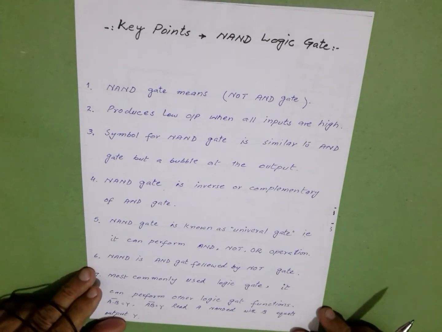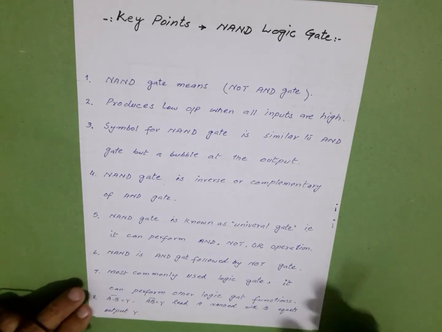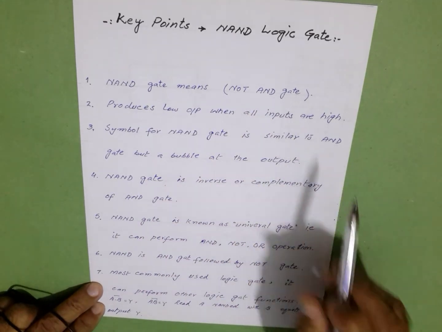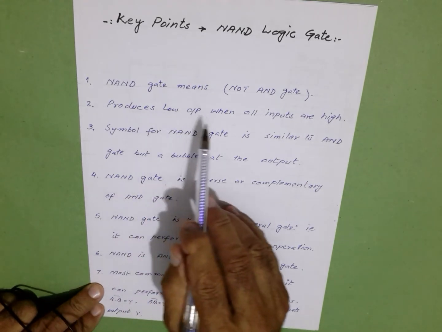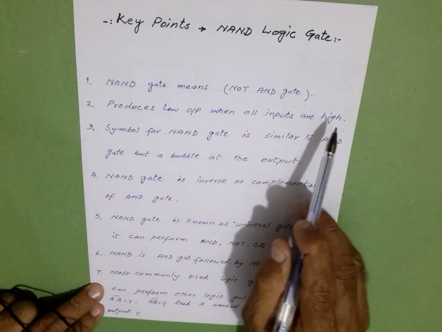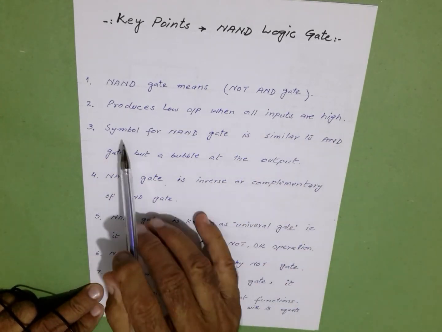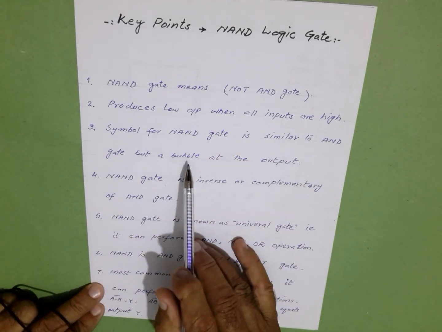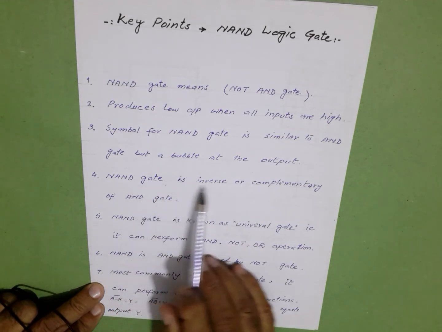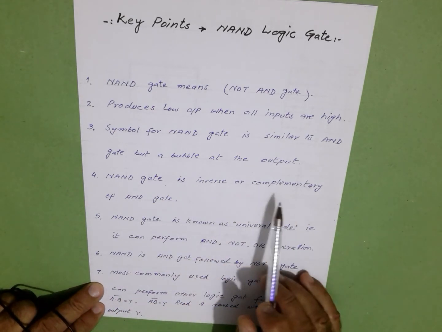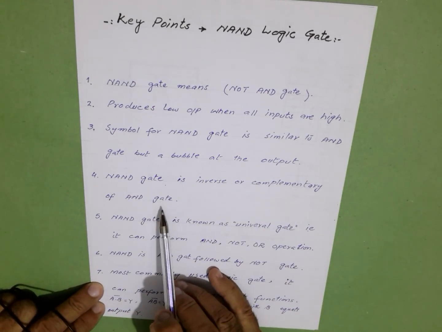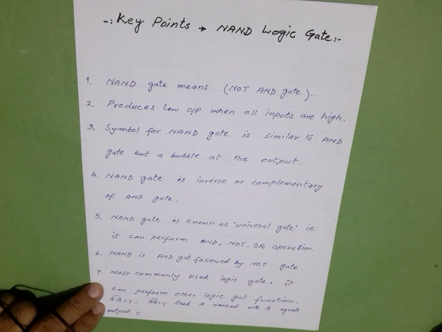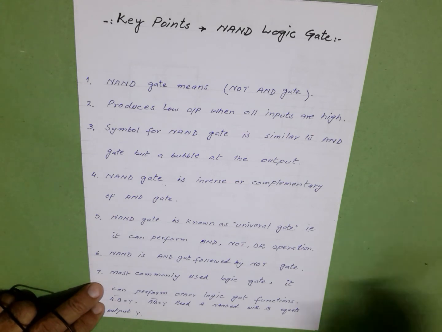Let us go over the summary points once again. NAND gate means NOT AND, produces low output when all inputs are high. Symbol for NAND gate is similar to AND gate but with an invert bubble at the output. NAND gate is inverse or complementary of AND gate, opposite of AND gate. It performs a function which is opposite to AND gate.